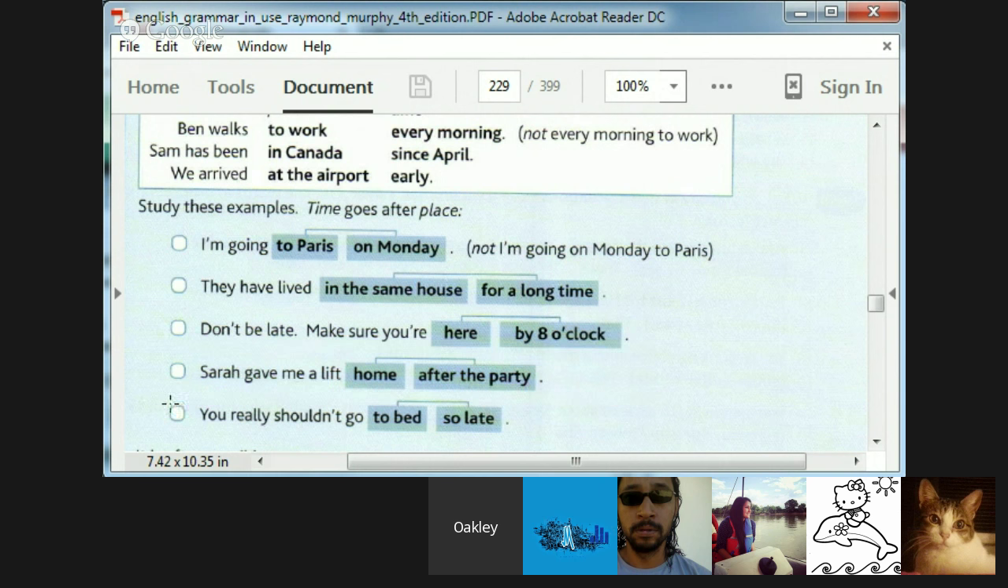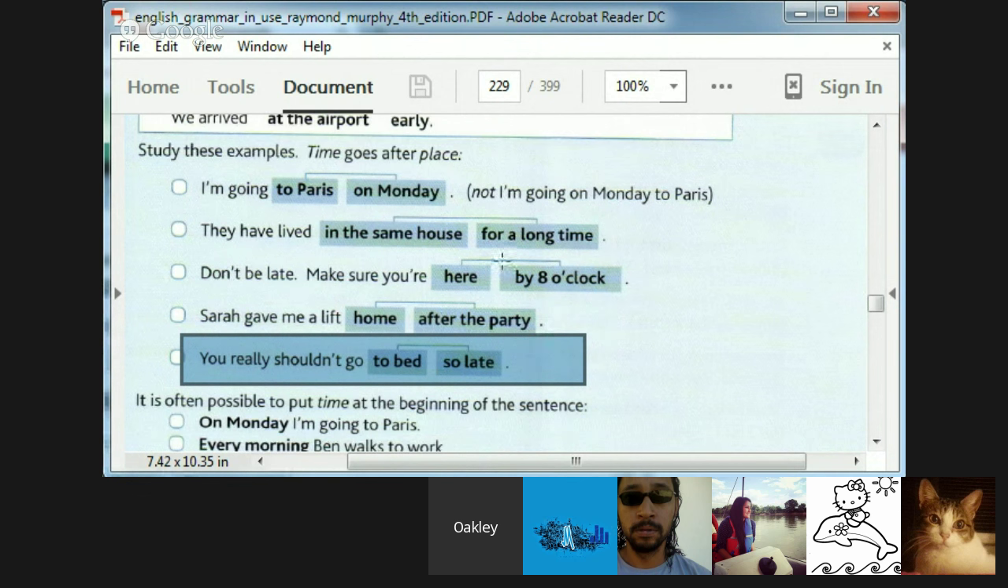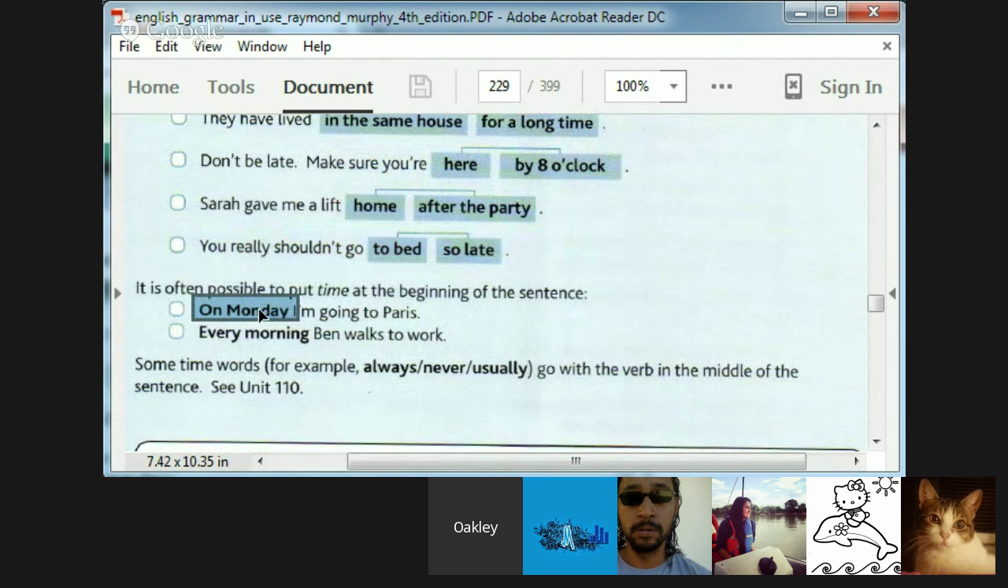But not always. If you look at the next example, you really shouldn't go to bed so late. It sounds terrible if I say so late you really shouldn't go to bed. That does not compute. It sounds very odd. So it doesn't always work. Well, what I just said: it's often possible to put the time at the beginning of the sentence. On Monday, I'm going to Paris. Every morning Ben walks to work.